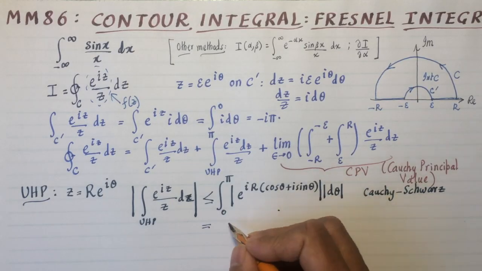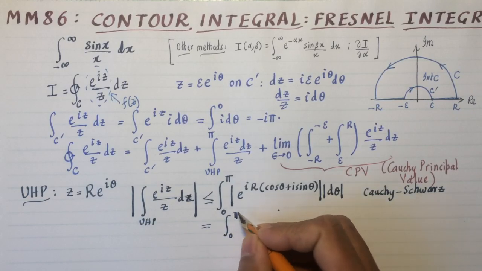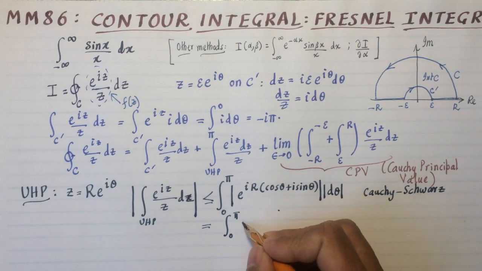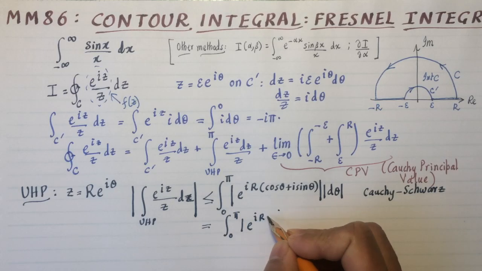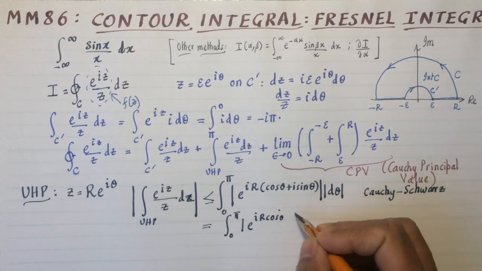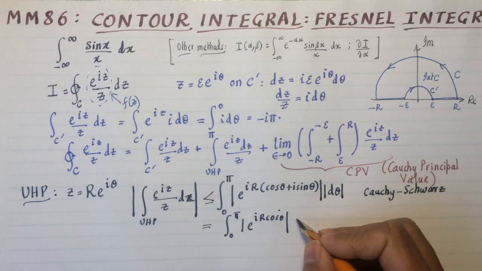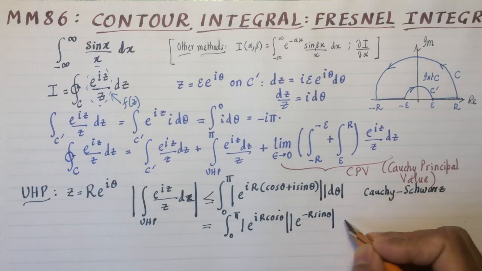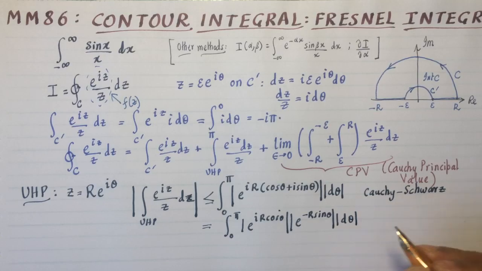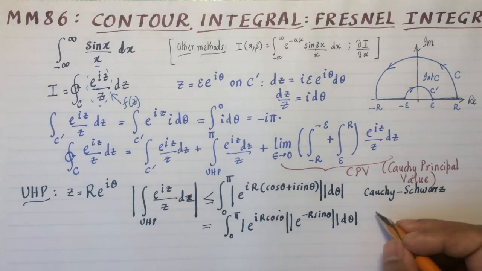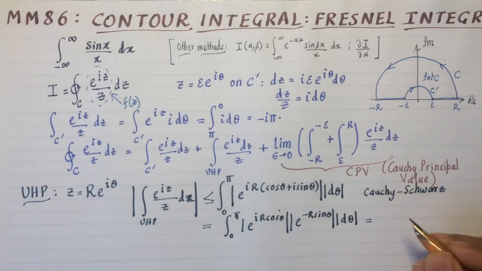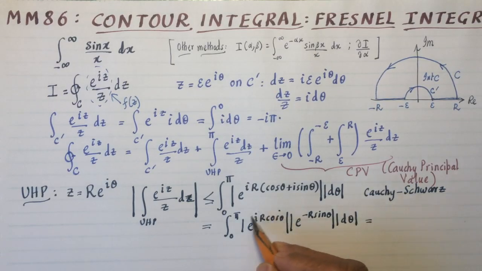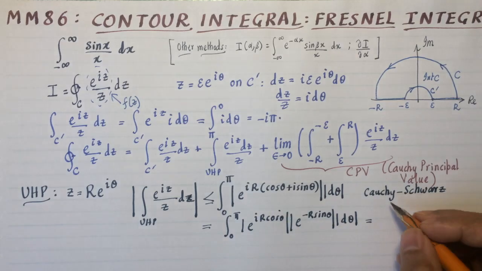Now this is equal to the integral from 0 to pi, by the property of exponentials. It just separates out e to the i r cosine theta times, now i times i is minus 1, so that gives me e to the minus r sine theta d theta. I really don't need the modulus around d theta, but I'm just putting it by habit. So this thing here, that's got a magnitude 1, because that's just e to the I something. So I'll not write that anymore.